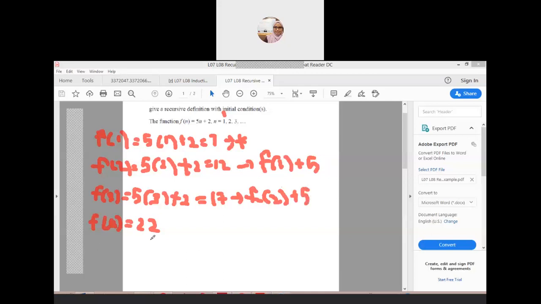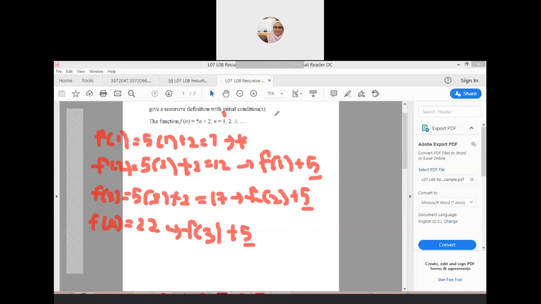Okay, same goes to here, use the previous value F3, and 5 is equal to 22. So here it is easier because we know that it is 5, 5, 5. So then we don't have to create a formula.